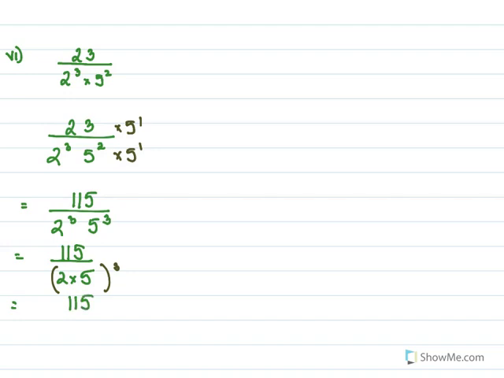So 115 over 10 raised to 3. Raised to 3 means 3 decimal places, 0.115. It will have 3 decimal places.